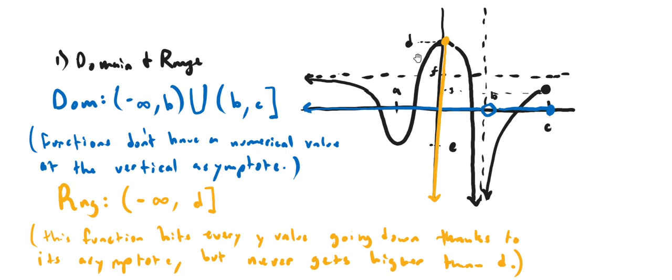What about the range? Because there's this vertical asymptote behavior here, it hits all these values going down as far as you can go. So the lowest value it gets to is negative infinity, not inclusive, to show that it keeps on going down. Then it goes up to d, attains d, and stops right there. So that's why we put a bracket here, and it shows that it gets no higher than d.